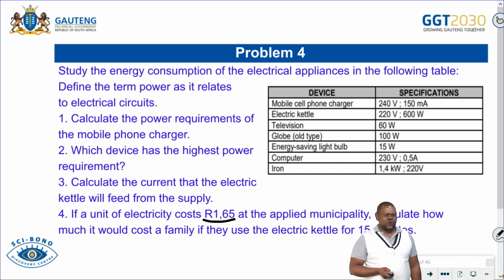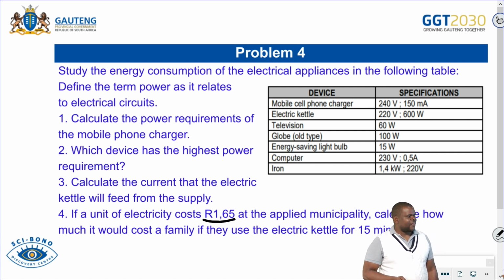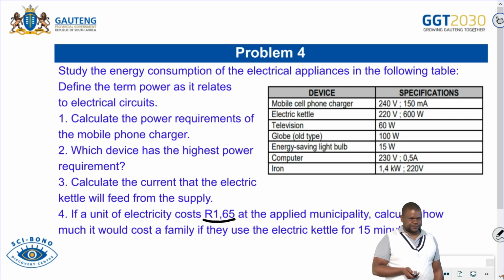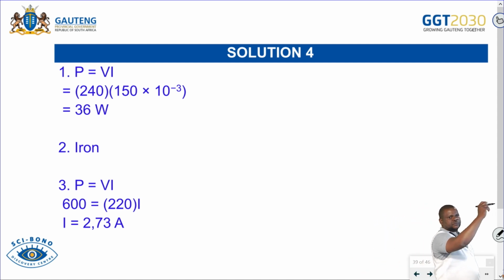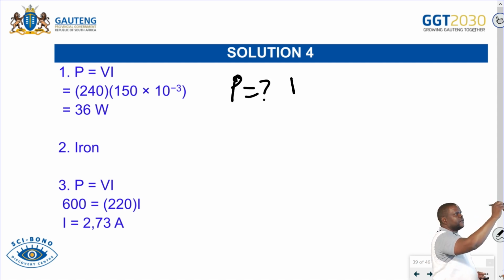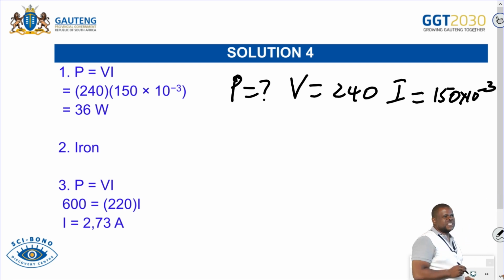Question one, calculate the power required for the mobile charger. Now, if your charger says the voltage must be 240 volts and the current must be 150 milliampere, then what is the power that is required for that cell phone charger? Now, the formula, because what are we given? We're looking for power. The power is unknown. We're given the potential difference, which is 240, and the current is going to be 150 times 10 to the exponent negative 3, because it's milli.